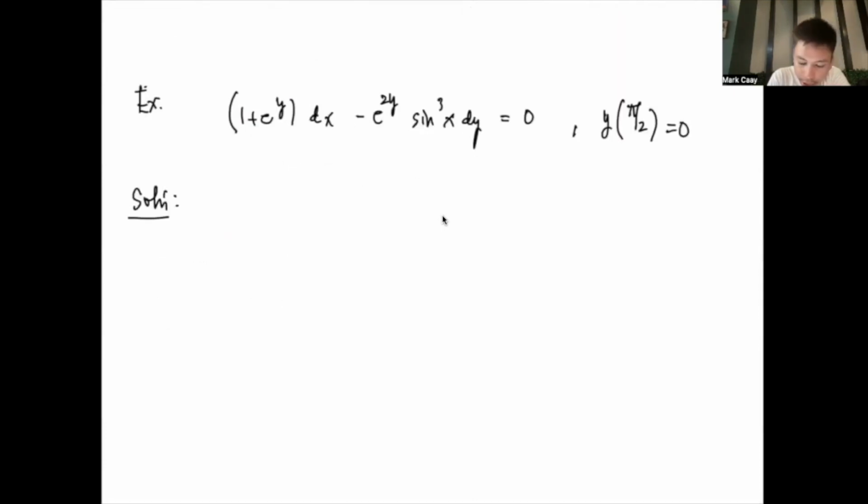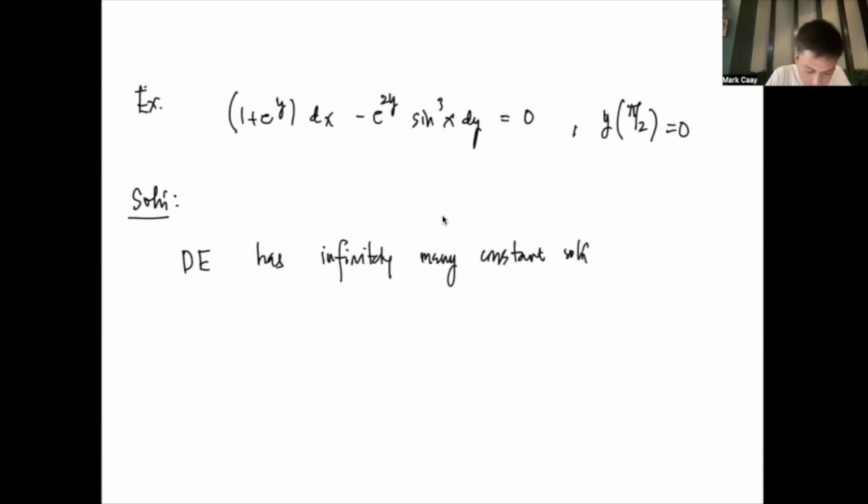Let's consider another example. 1 plus e to the y dx minus e to the 2y sine cube of x dy equals 0. And you have the initial value of y of pi over 2 equals 0. So this is an initial value problem. If you take a look into this differential equation, kung titingnan mo, has infinitely many constant solutions. Okay. Bakit?